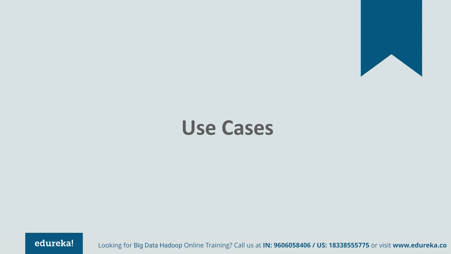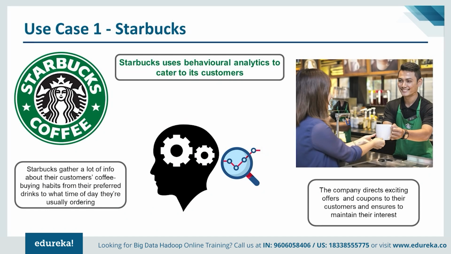I've taken two such use cases here. The first use case is of Starbucks. The leading coffee house chain makes use of behavioral analytics by collecting data on its customers' purchasing habits in order to send personalized ads and coupon offers to the customers' mobile phones. The company also identifies trends indicating whether customers are losing interest in their product, and then directs offers specifically to those customers in order to regenerate their interest.